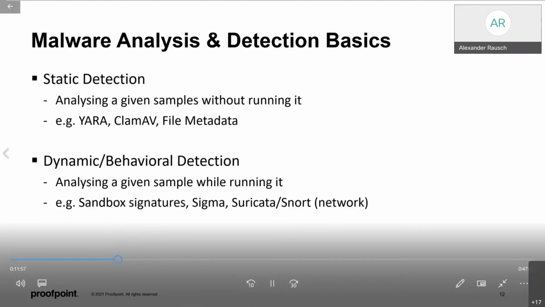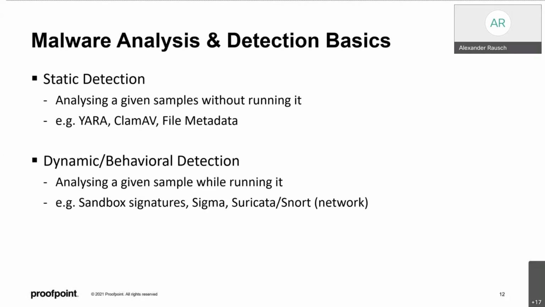And then you can divide the detection possibilities into two sides: static detection, where you analyze and detect a given sample without running it, and dynamic or behavioral detection, where you analyze a given sample while you run it. Examples for static detection are YARA rules, ClamAV rules, or other basic antivirus rules, and file metadata like the hash itself, the imphash, file size, file name, or the file type. All of those artifacts can be used for static detection, of course.